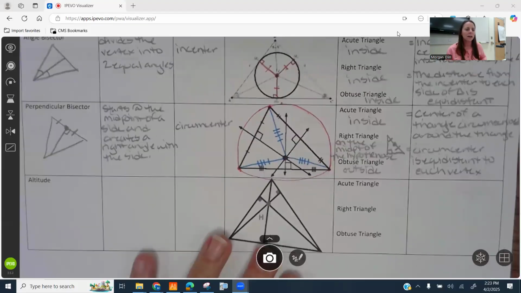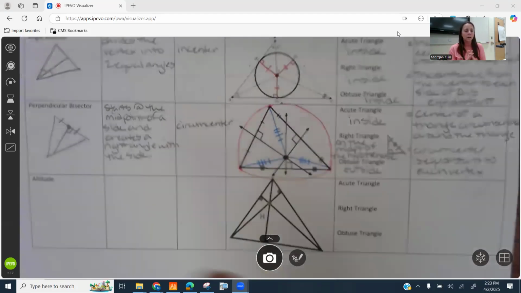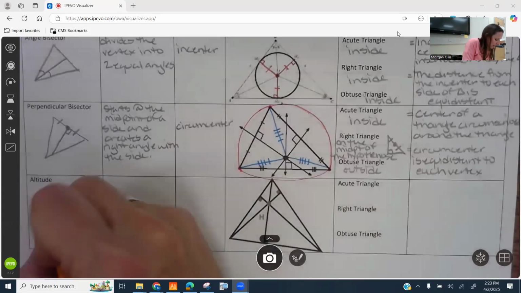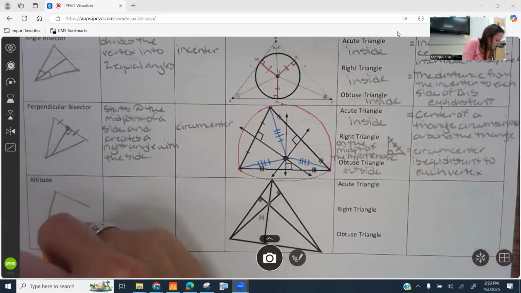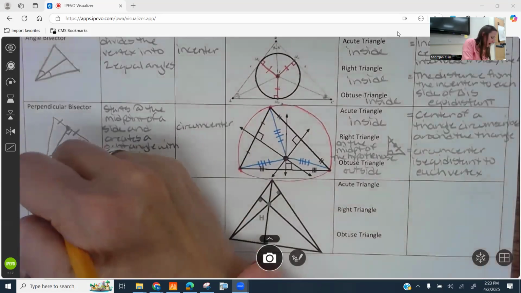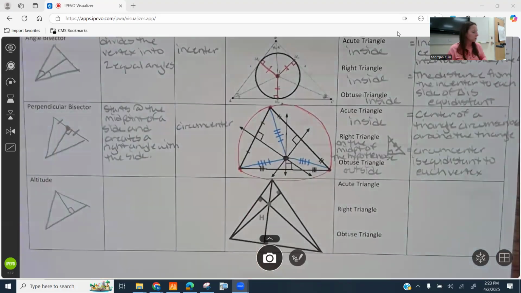All right, and lastly, now, this last one's not necessarily in our curriculum, but I like to teach it just to kind of get the whole thing of points of concurrency. Altitude. And altitude, this one does have to come from a vertex. Perpendicular bisector is the only one that doesn't. Altitude comes from a vertex at a right angle. Nothing is going to be equal to one another.